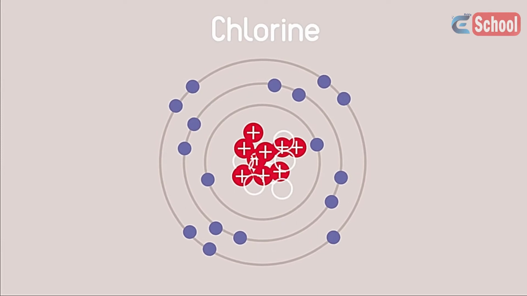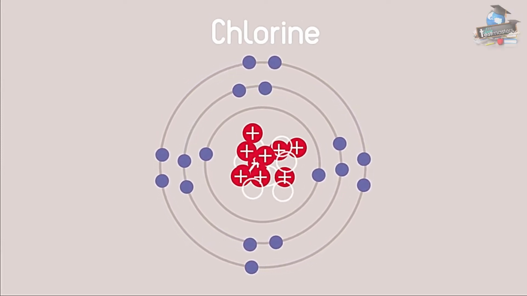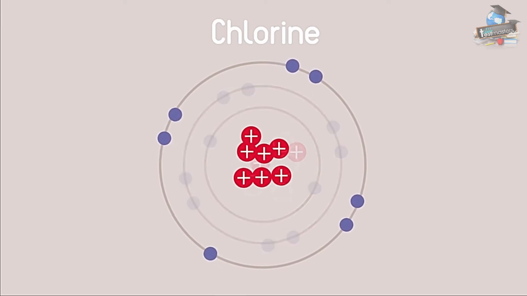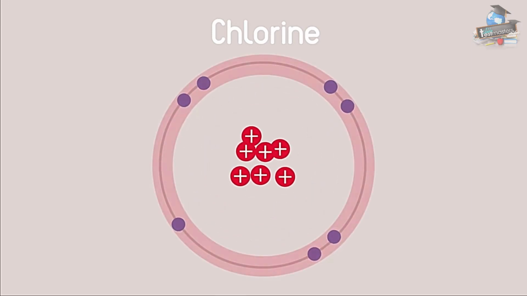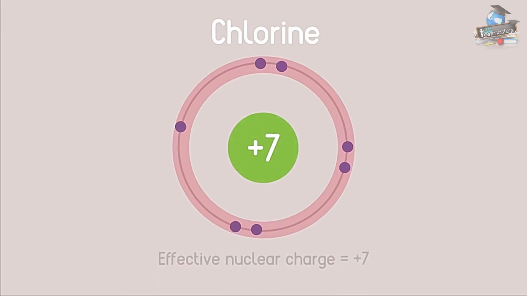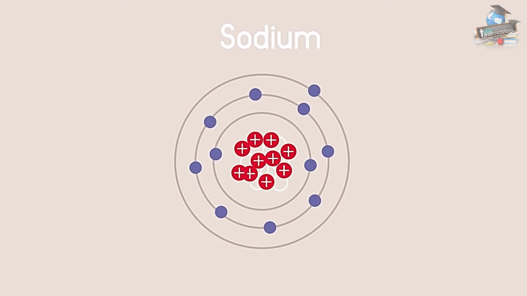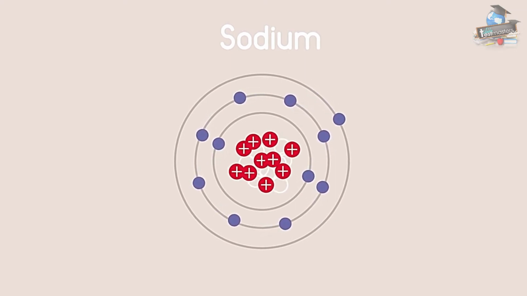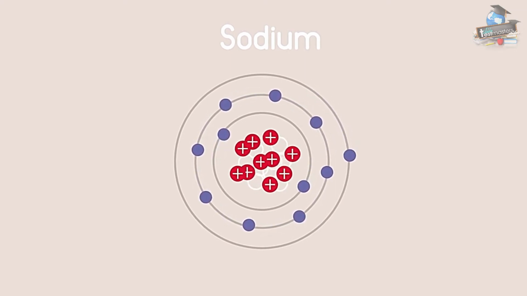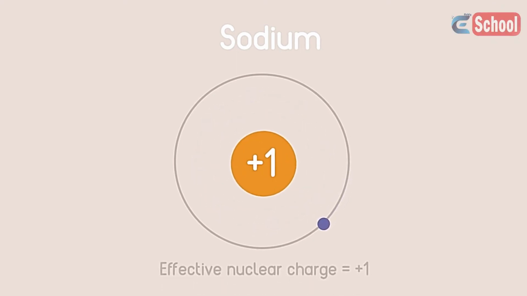Thus, in chlorine, the inner 10 electrons will cancel out or neutralize the effect of 10 of the protons. So the outer 7 electrons feel an effective charge of just 7+, holding them in their outer shell. Sodium, with 11 protons and 11 electrons, has also 10 inner electrons, leaving an effective charge of only +1 to hold its single outer electron.